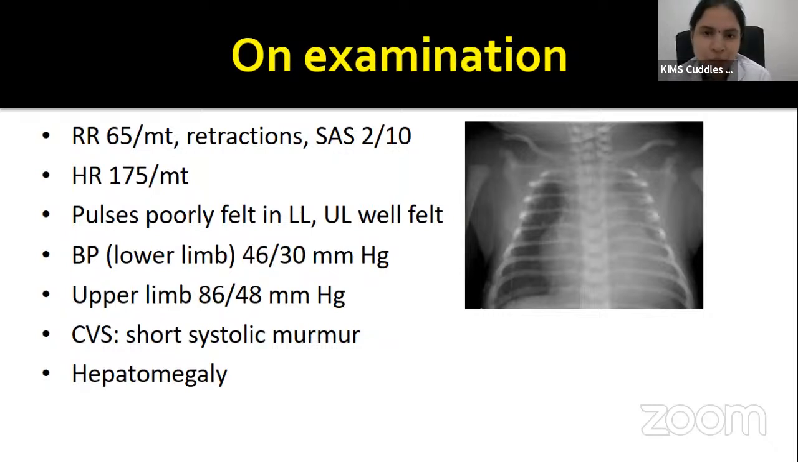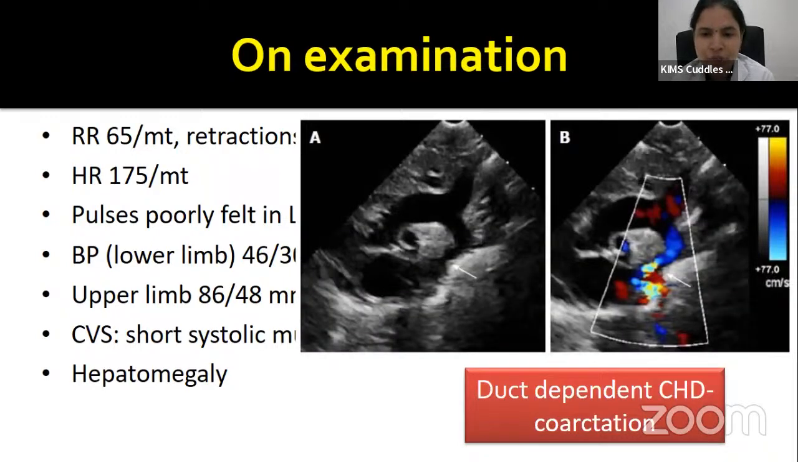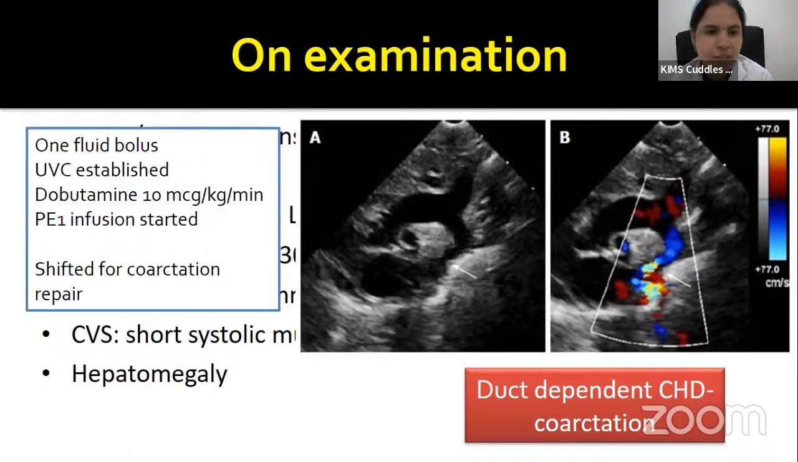blood pressure as well as the pulse volume, upper limb being higher and lower limb pulses as well as blood pressures being poorly felt. So this is the X-ray which shows cardiomegaly with evidence of pulmonary congestion, and echo showed turbulence in the descending aorta. As you can appreciate here, this is a classical case of duct-dependent congenital critical heart disease, coarctation.